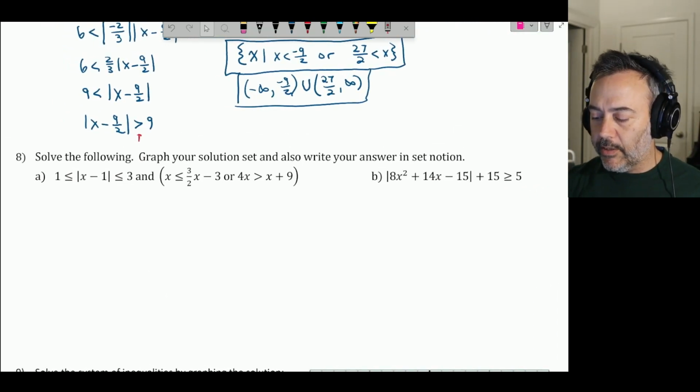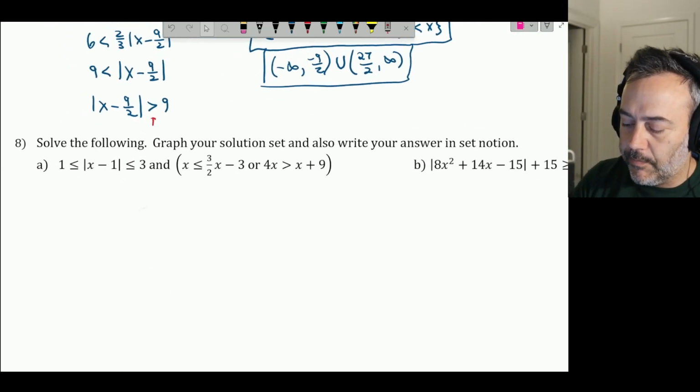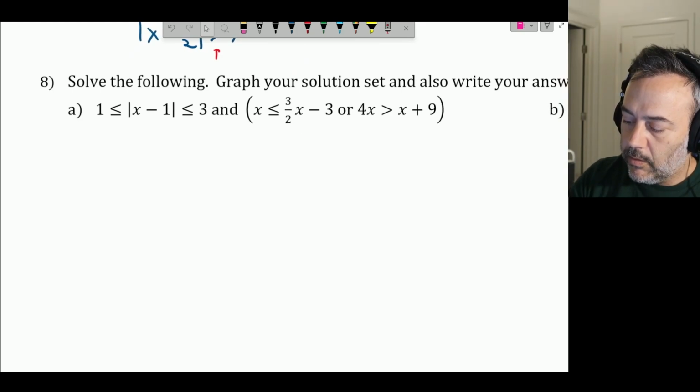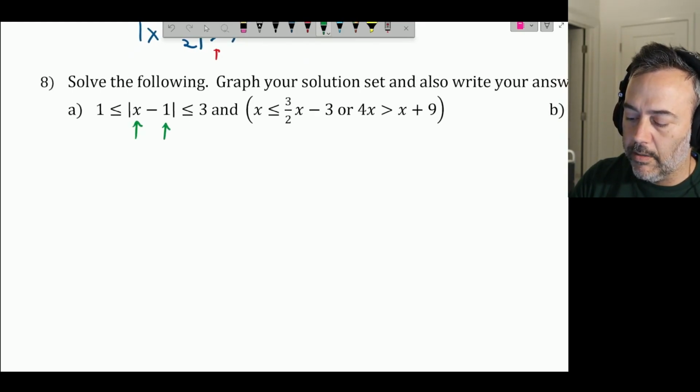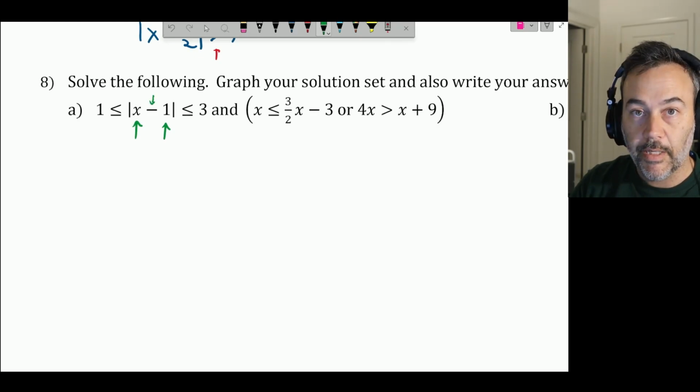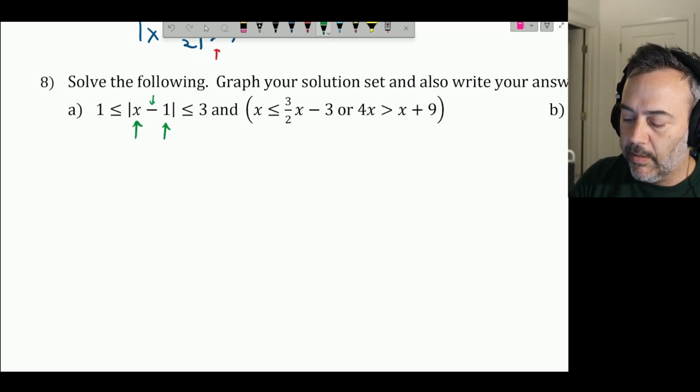All right. Now, solve the following. Graph your solution set and also write your answer in set notation. Let's do the graphical approach here. The distance from x to 1, because there's a minus here, remember there's a minus, so my center is 1. The distance from x to 1 is at least 1 and at most 3. I'll do this in green.